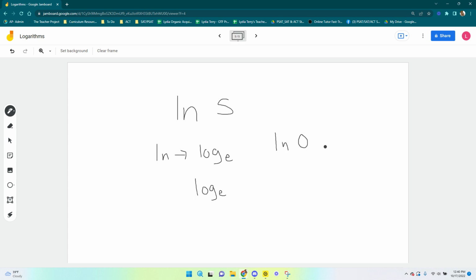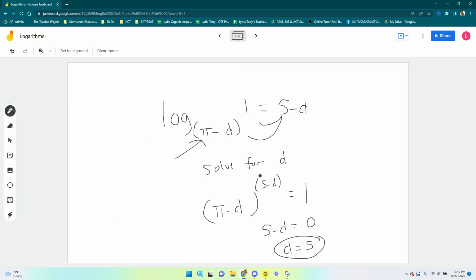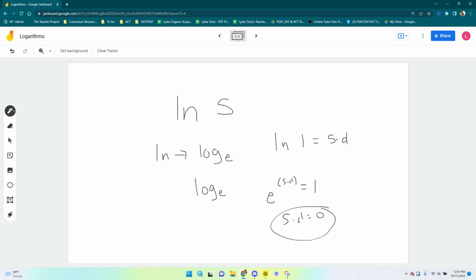So if you have ln of 1 is equal to 5 minus d, solve for d. D is still going to be 5, okay, because e to the 5 minus d has to be 1, so 5 minus d still has to be 0. So don't get too stressed out if you see ln. I've seen ln, but it was still the same type of problem as this, okay? The logarithms on the ACT are not that deep. They're just not that deep, okay?